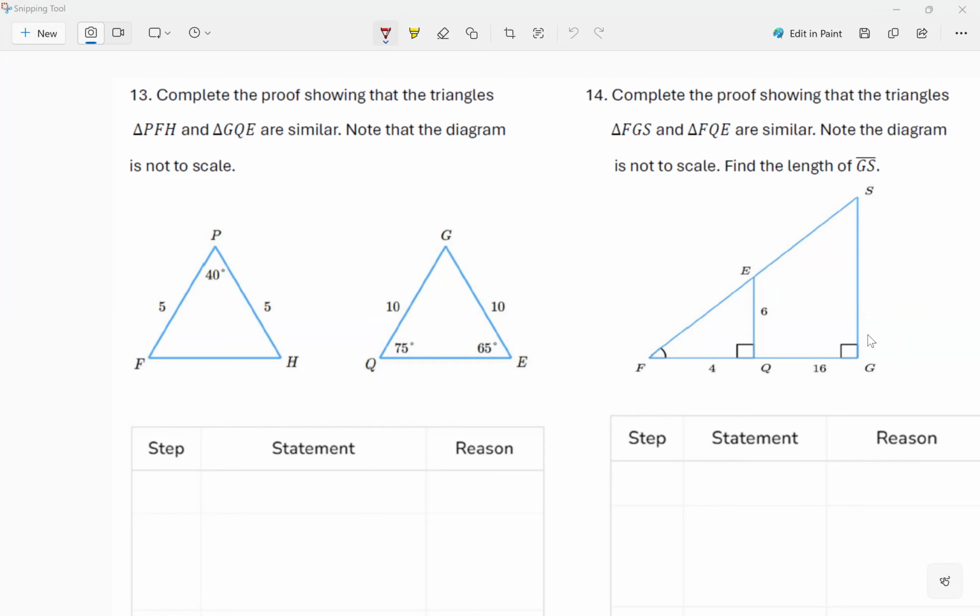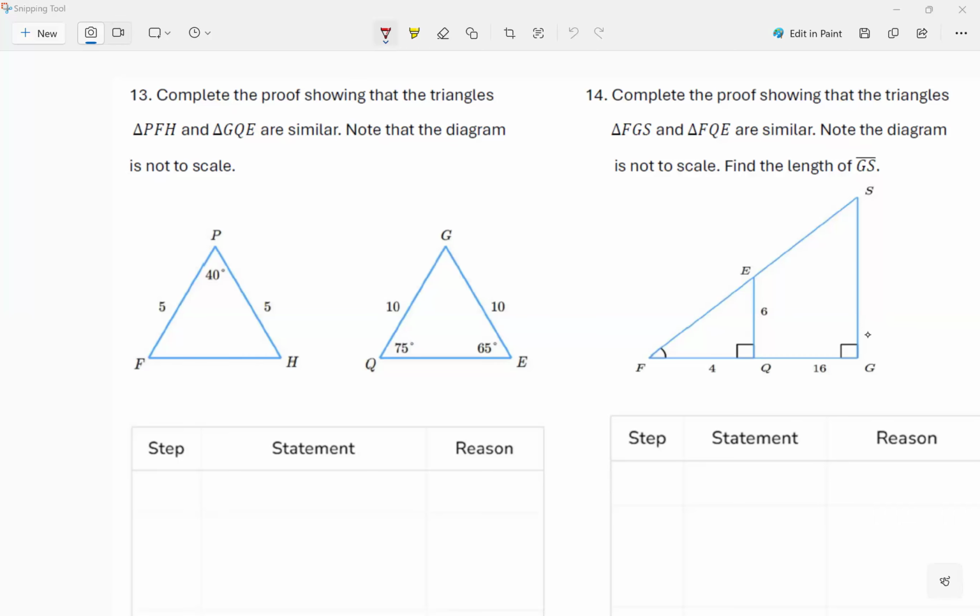So for 13, it says complete the proof showing that the triangles PFH and triangle GQE are similar. So I see two triangles on my image. So PFH and triangle GQE. I want to prove they are similar.